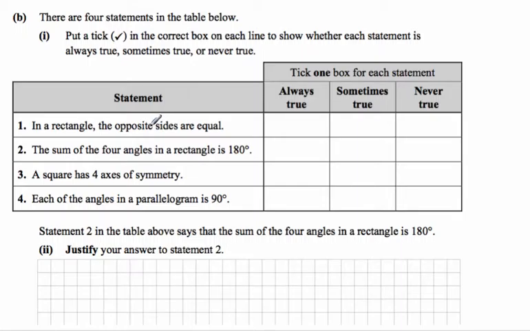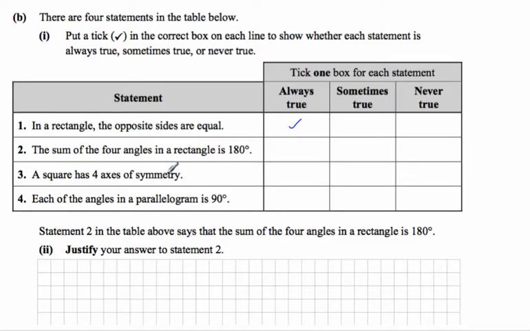Part B says there are 4 statements in the box in the table below. Part 1 says put a tick in the correct box in each line to show whether each statement is always true, sometimes true, or never true. Okay, so statement 1, in a rectangle the opposite sides are equal. So in a rectangle that's always true.